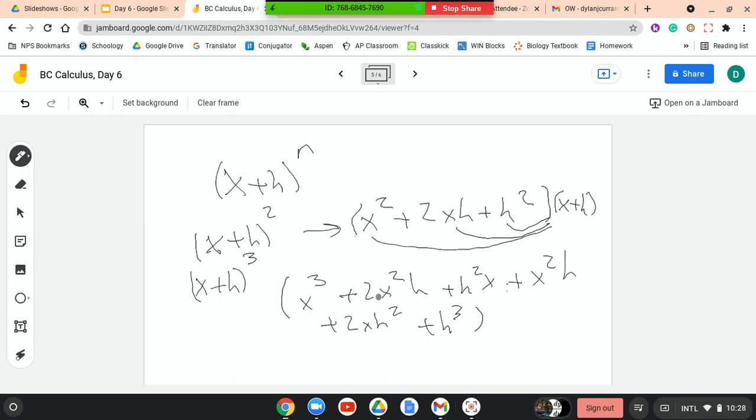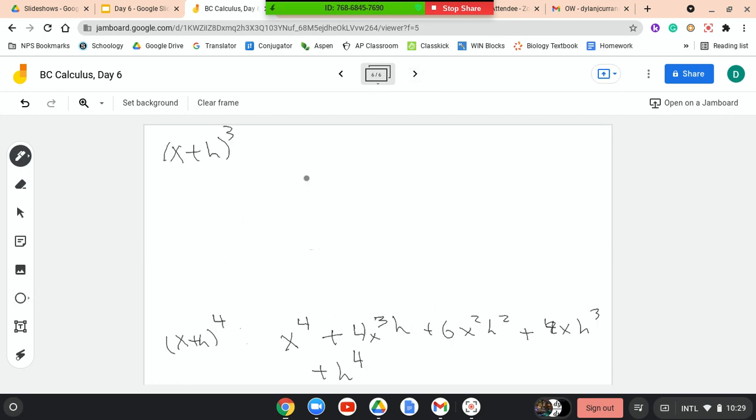And if we combine like terms, we'll notice, well, there's a 2x squared h here and an x squared h here. So there's 3 x squared h's. Additionally, there's 3 x h squareds and only 1 h cubed and 1 x cubed. So we can combine like terms to write that it's equal to x cubed plus 3x squared h plus 3x h squared plus h cubed, right?